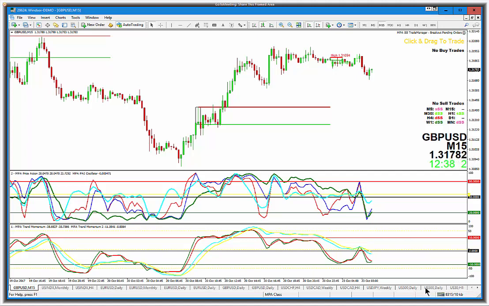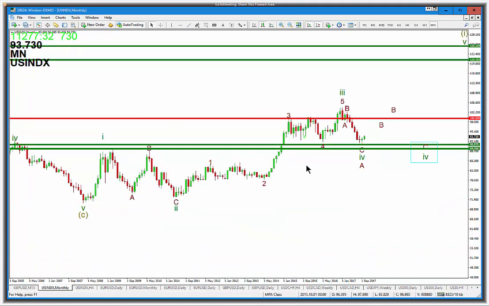So yes, there are numerous other currency pairs, stocks, commodities, futures. I want to end with this, the dollar index. Why? Because this dollar index is projected to go up in a B wave, then down in a C, and then reverse and go all the way up here.